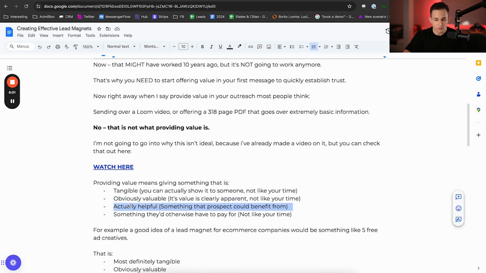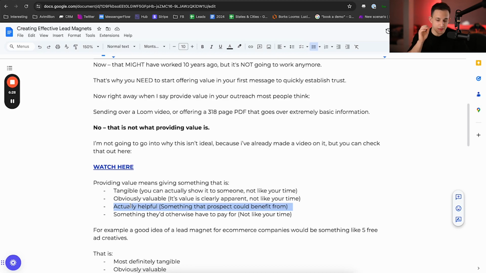Actually helpful, right? This is something the prospect could benefit from. Even if they could benefit from it, they don't know that up front, and therefore it's not actually helpful, okay? You can't offer something that you think might be helpful, because it won't seem helpful, okay? And if you want to do outreach the right way, you're going to have to be offering things that are right away helpful, okay?